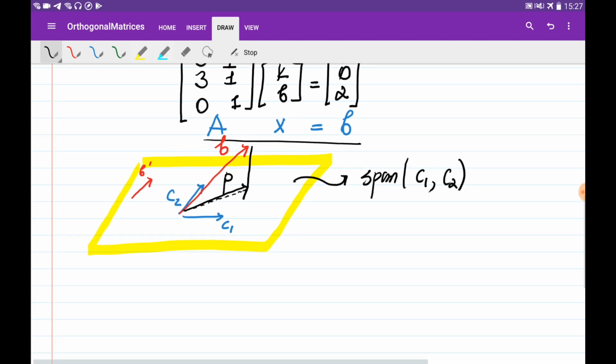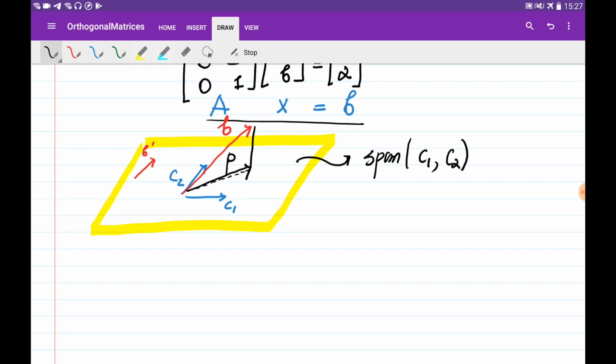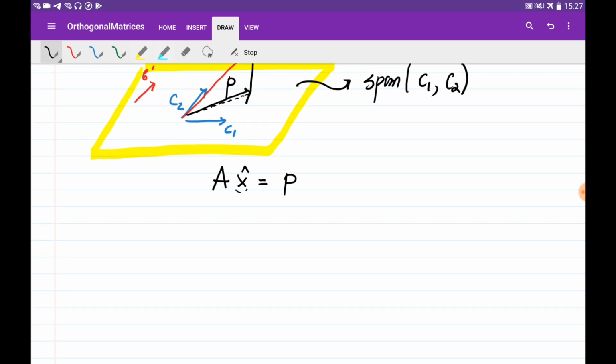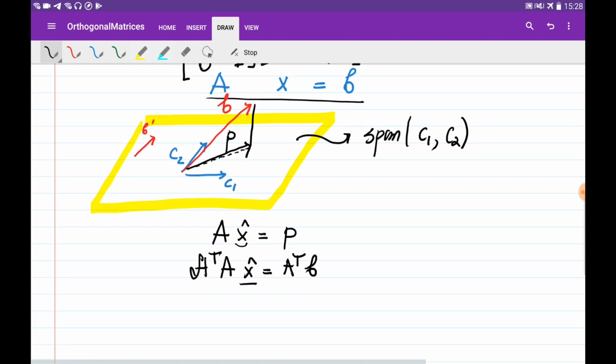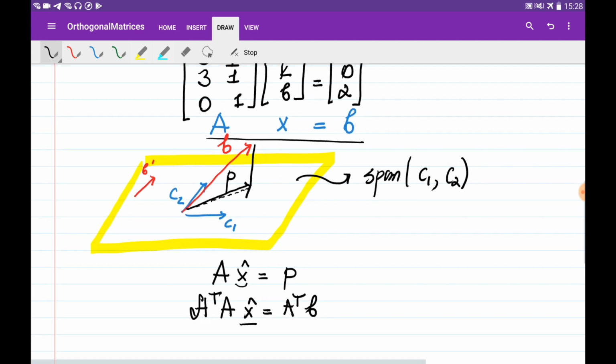P. So basically, I need to find such a combination of the columns of the matrix A so that this is going to be equal to the projection vector. I can find this x by solving the system A transpose A x hat is equal to A transpose b. So this x hat is going to be the vector which gives us the projection. If I find the x from here and substitute it to here, it is going to give me the projection vector.